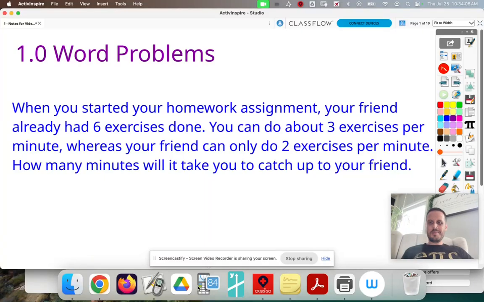All right, we're talking about some word problems to start out this year. So here's an example. When you started your homework assignment, your friend already had 6 exercises done. You can do about 3 exercises per minute. Your friend can only do 2 exercises per minute. How many minutes will it take you to catch up to your friend?